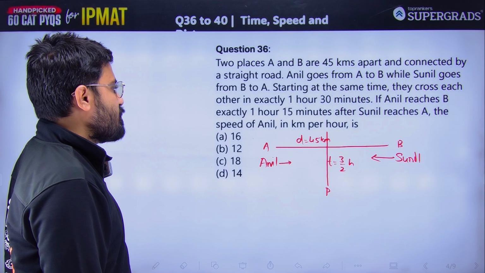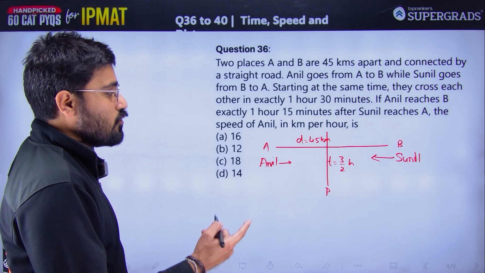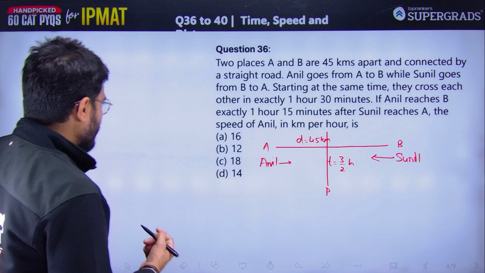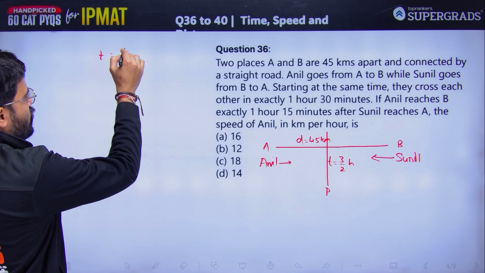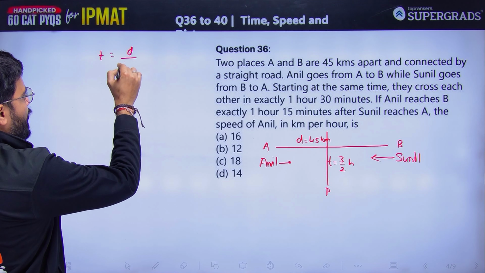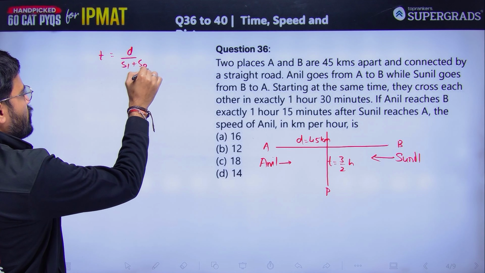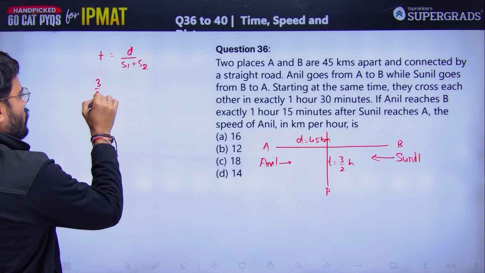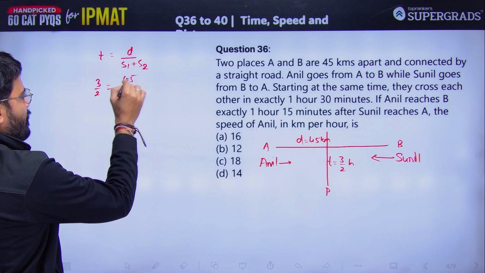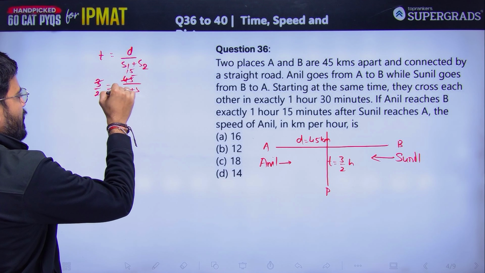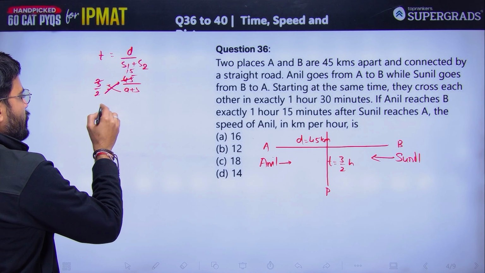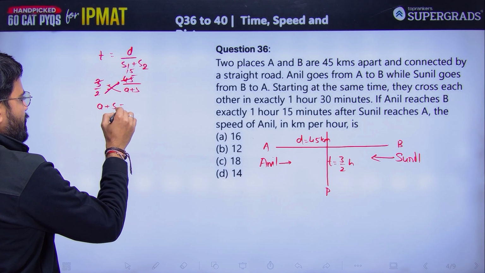If Anil reaches B exactly 1 hour 15 minutes after Sunil reaches A, what do we have to do? The first equation will be time taken is equal to distance upon S1 plus S2. So we can write 3/2 is equal to 45 upon A plus S. 3 cancels 15 times, A plus S goes there, 2 goes here. So we get A plus S is equal to 30.